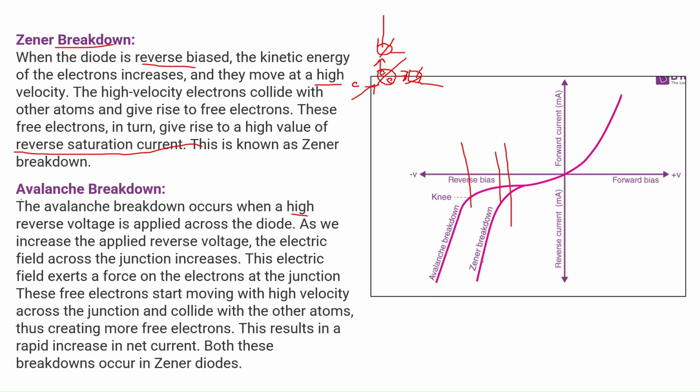Both these two types of breakdown, Zener breakdown and avalanche breakdown, take place in Zener diodes. Generally, the Zener diode is used in voltage regulators and it is used for many other applications.